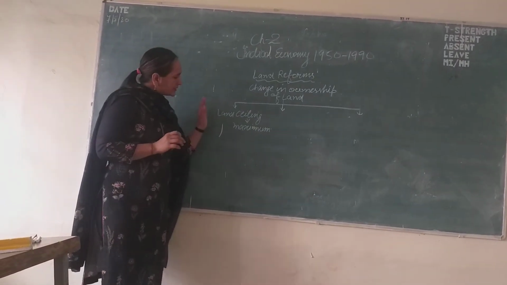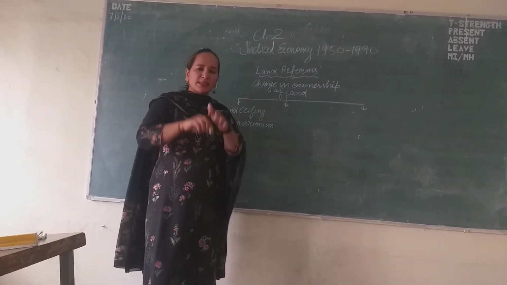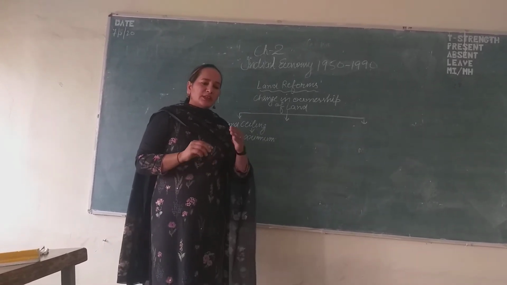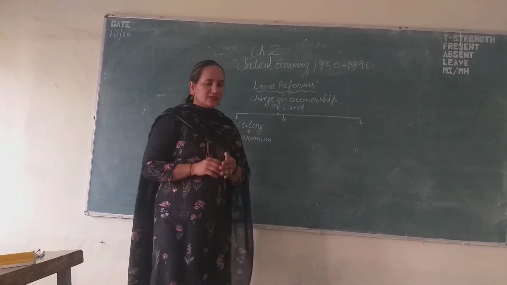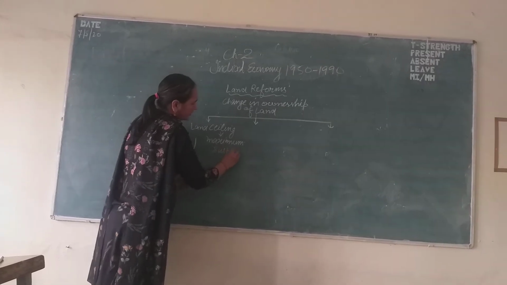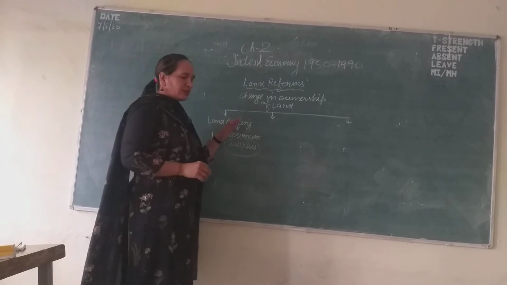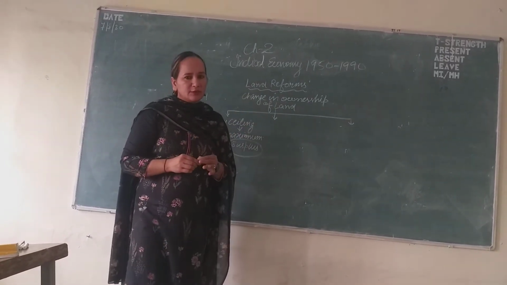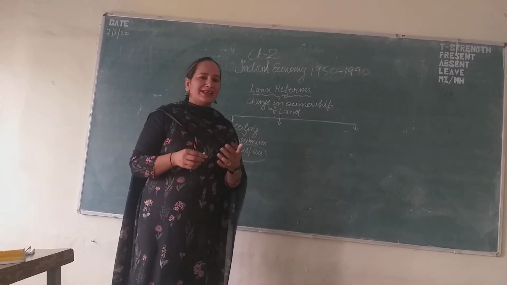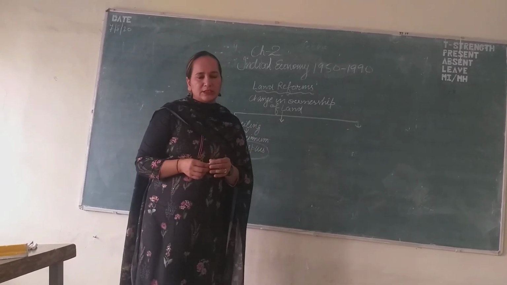Under this land ceiling act, the government has fixed a maximum limit that a person can own. After that, whatever land is left will be declared surplus land, and that surplus land will be distributed among landless people. This limit in hectares was different in different states, as all the states do not have equally fertile land.